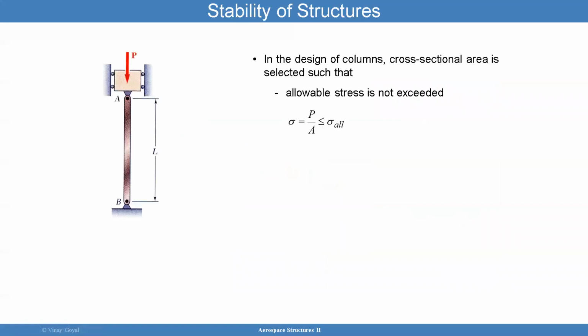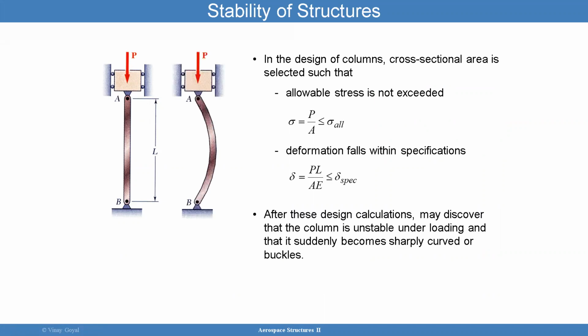Buckling basics. Let's look at the basics to remind you of a little bit of mechanics of materials without going into a lot of analysis. When I apply a load to a column, we want to make sure that the cross-sectional area is selected such that the allowable stress acting on this part is less than the strength of the material. That's one important consideration. We also want to make sure that deformation falls within specifications so that it's not too big. If it's too big, maybe the functional aspects will get affected.